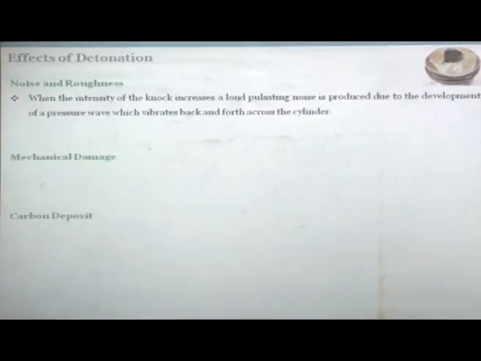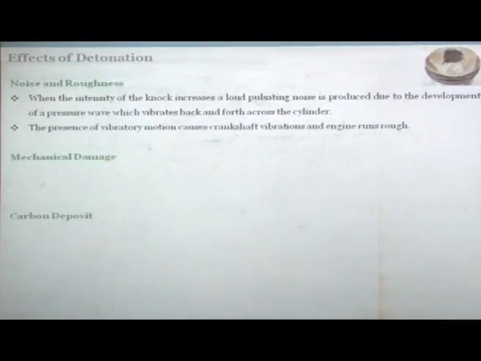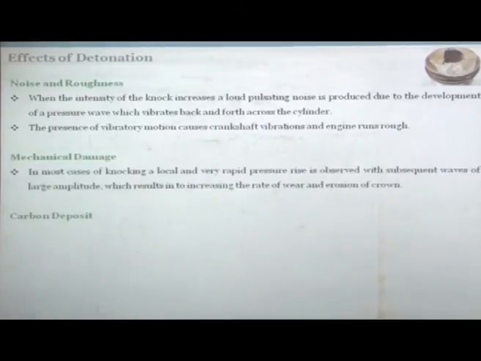So knocking, as we know, leads to noise and roughness. So when the intensity of the knock increases, a loud pulsating noise is produced due to development of pressure wave, which vibrates back and forth across the cylinder. It reflects from the cylinder head, goes back to the piston, and that leads to problems. The presence of vibratory motion causes crankshaft vibrations and engine starts running rough. It also causes mechanical damage.